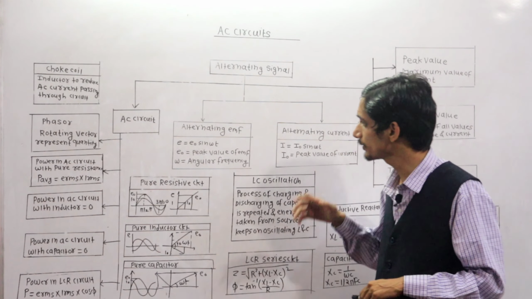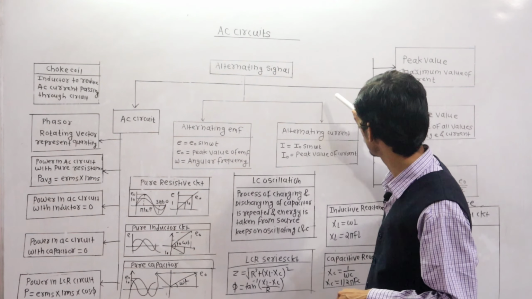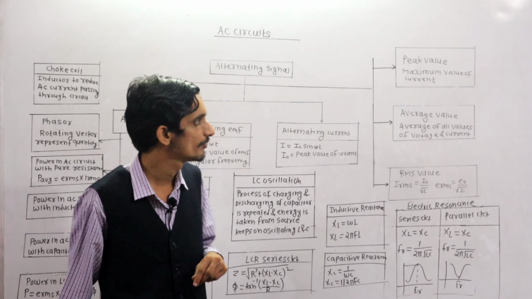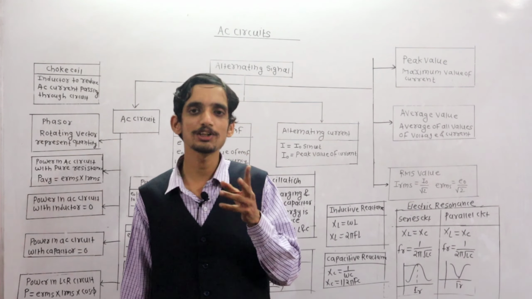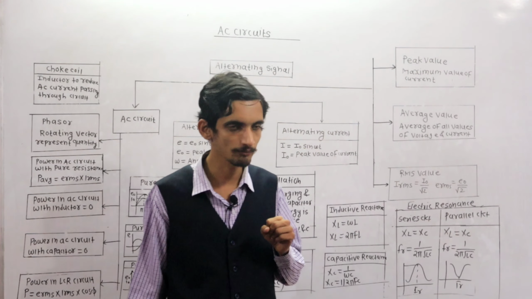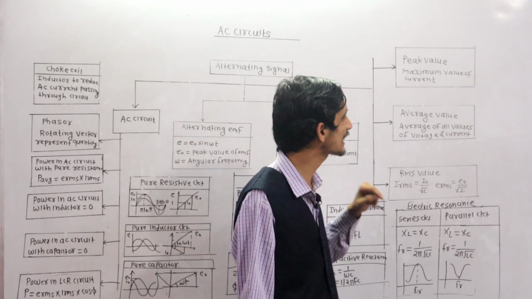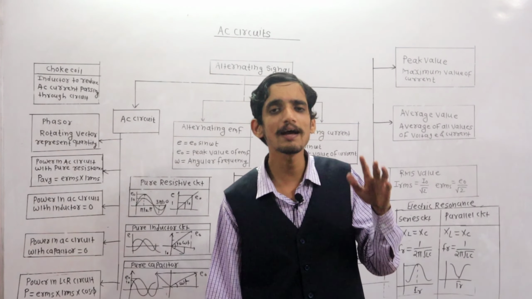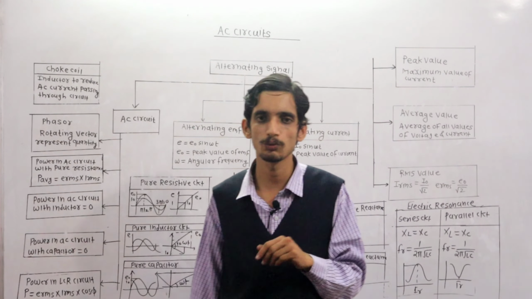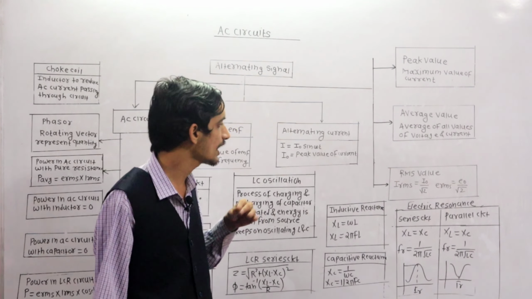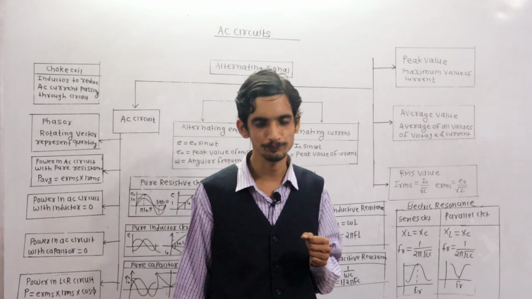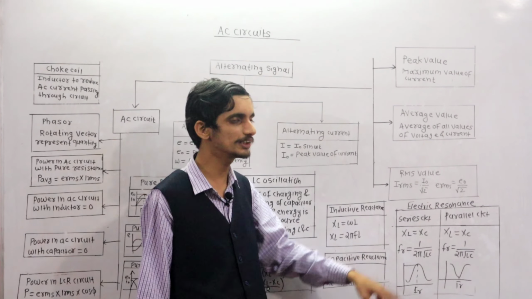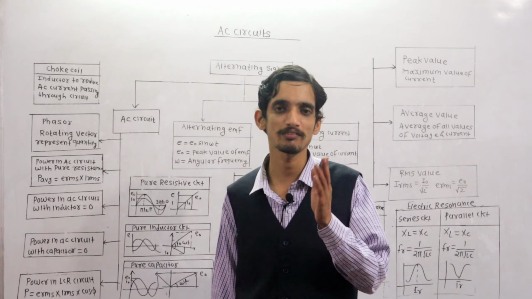Now if you consider an alternating circuit, there are three values. First is peak value, second is average value, third is RMS value. Peak value is the maximum value of current or EMF. Average value means we take the average of all values of EMF and current over the half cycle. RMS value means I_RMS is I0 by root 2 and E_RMS is E0 by root 2, where I0 and E0 are the peak values of EMF and current.